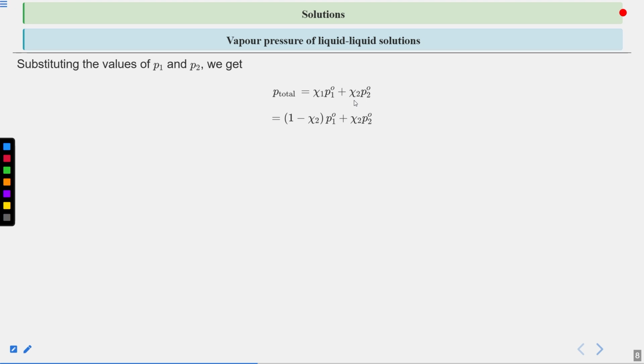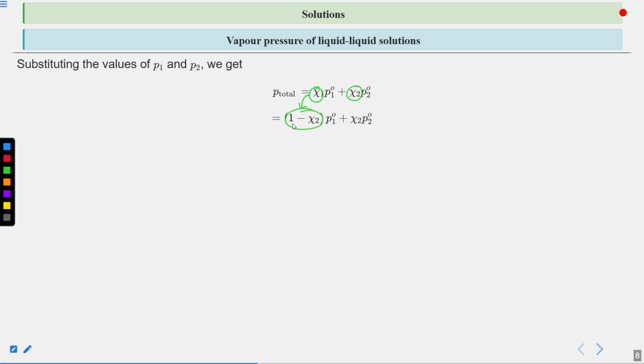The second thing we have done: since it is a binary solution, chi1 plus chi2 is equal to 1. As you know, if you add all the fractions, you will get 1. You can take the example of a cake, just cut it into 2 halves. If you add both of these halves, you will get 1. That same analogy says that chi1 plus chi2 will be equal to 1. If it is true, then we can also say that 1 minus chi2 is equal to chi1. So we have substituted that value here.